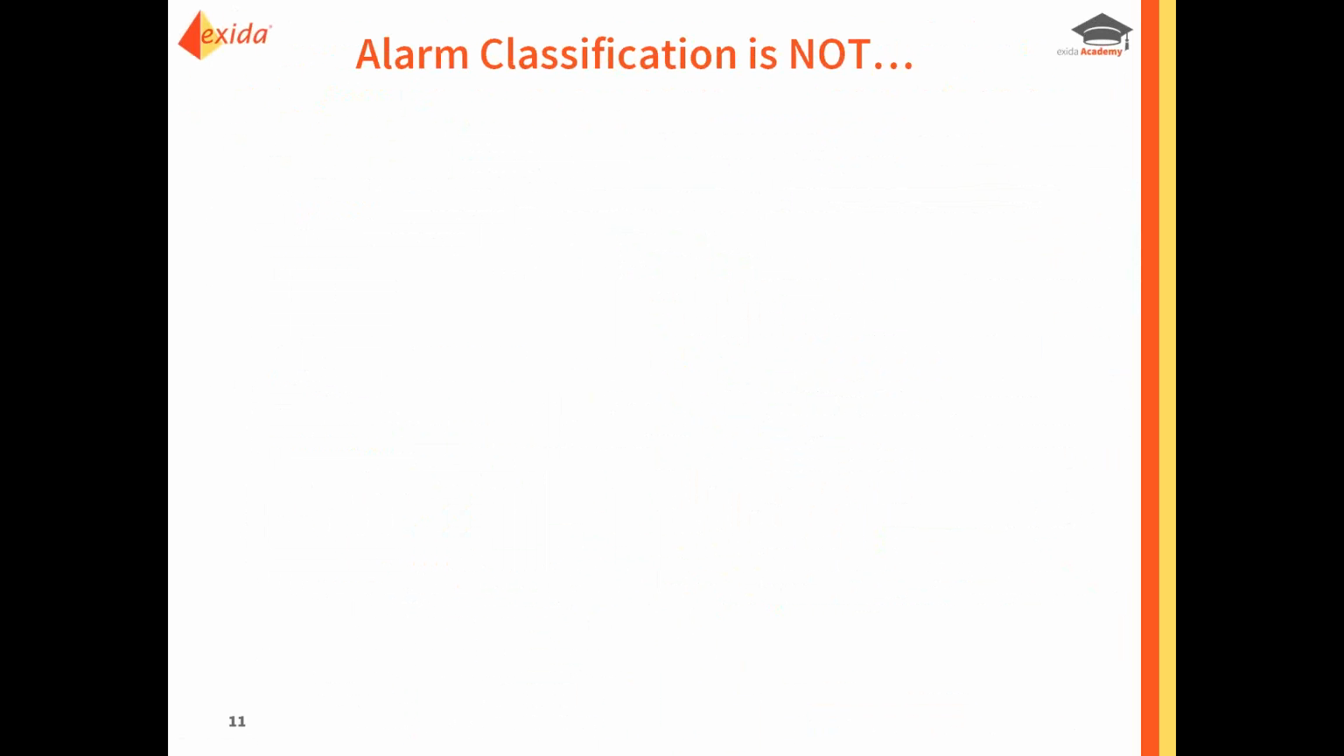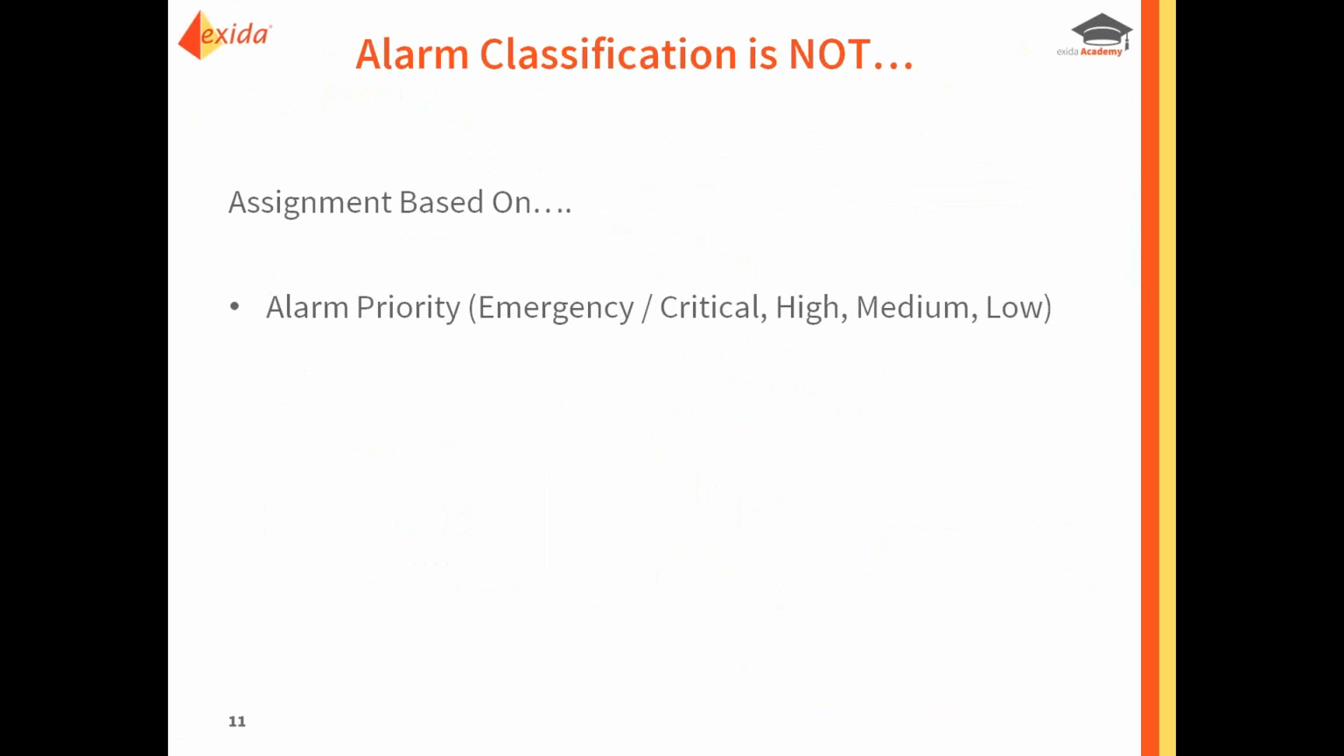Now, sometimes to help folks understand what classification is, it's helpful to first understand what it is not. So let's take a look at some things that are not what classification is supposed to be. It's not assignment based on alarm priority, meaning high, medium, low, critical, emergency, etc. Priority is what the operator uses to know which alarm to respond to first when there are multiple alarms. So priority is for the operator. Classification or class is very different from that.